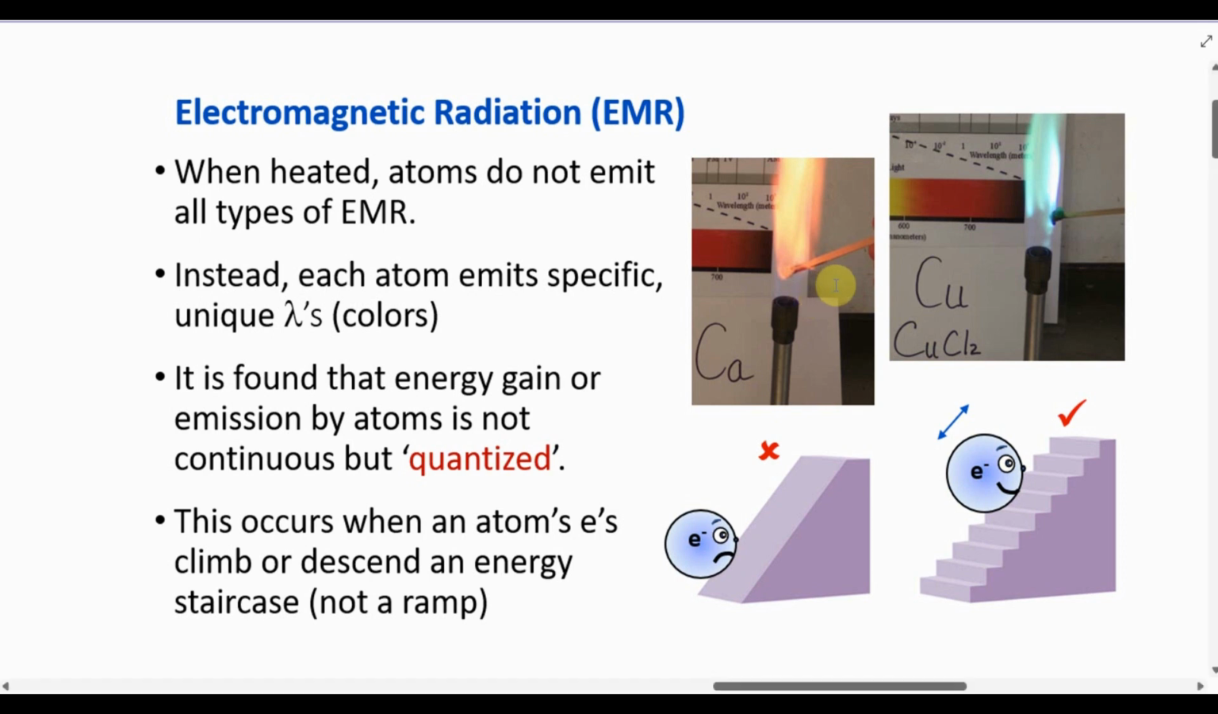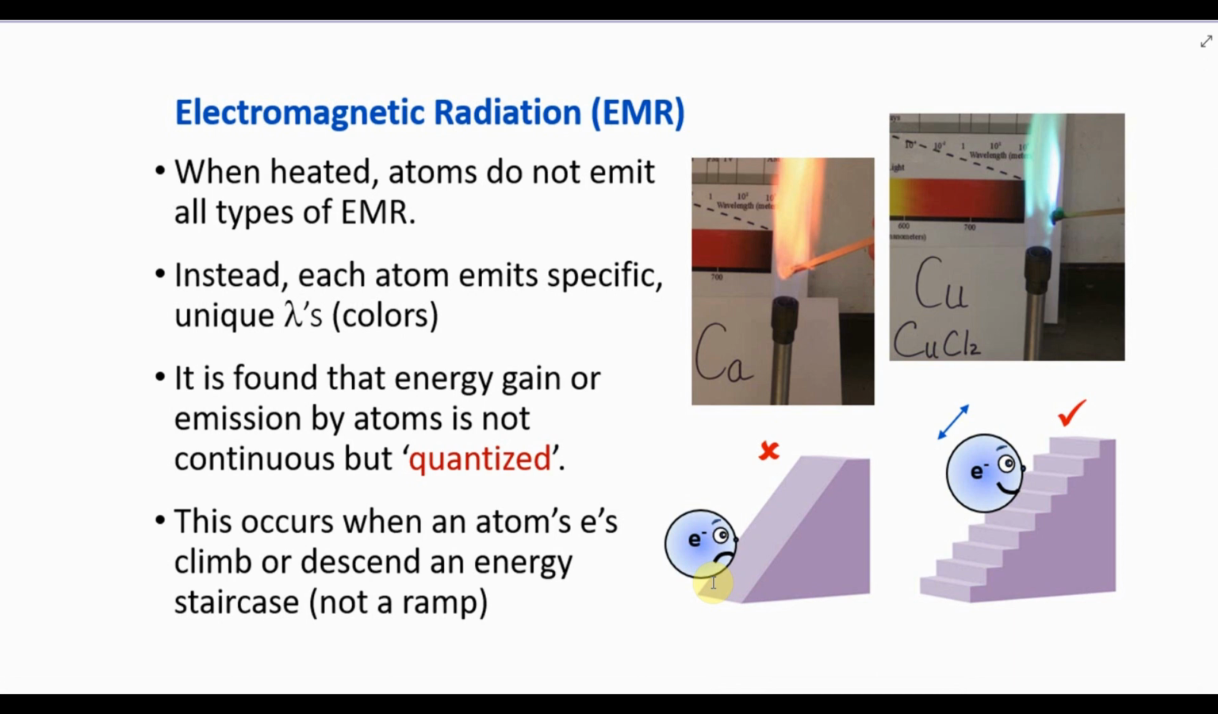And here we see a copper chloride salt placed on a wooden splint in a flame, and it emits a blue-green color. It's not red, it's not purple, it's not yellow, it's blue and green specifically. Each type of atom emits its own specific unique wavelength or color. It's found that the energy that's being gained or emitted by atoms is not continuous, but it's quantized. So picture an electron trying to get up this energy incline. That's what happens when an atom absorbs radiation. The electrons move farther away from the nucleus.